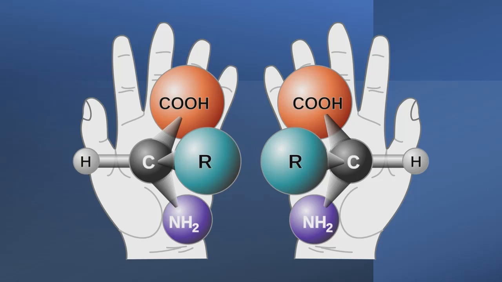Chirality most often occurs in molecules that contain carbon that is attached to four different groups. In this case, we see that the carbon at the center is connected to the group COOH, the R group, the amino group, and hydrogen. That is also the same on the other side.